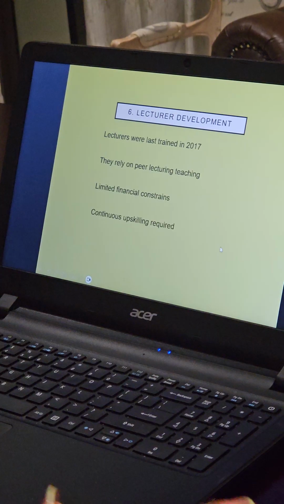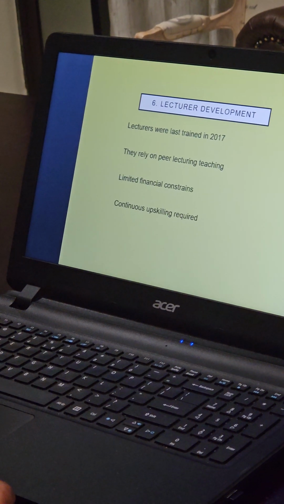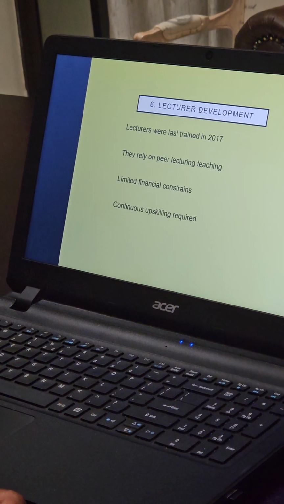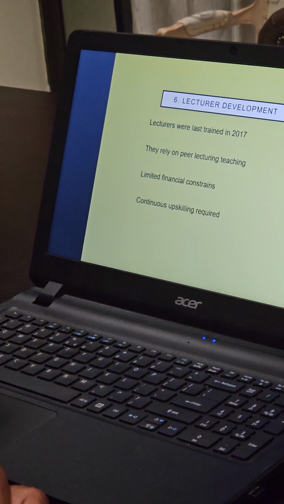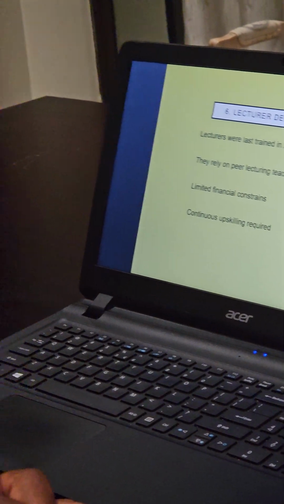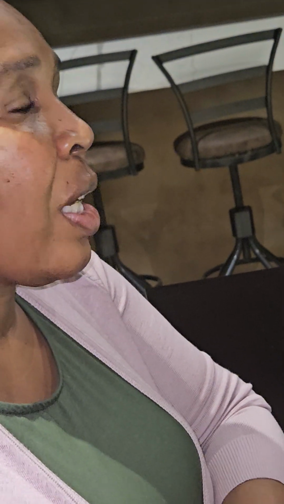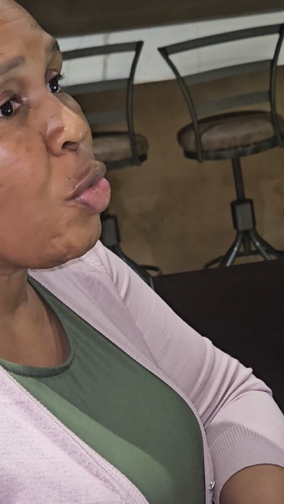Lecturer development. They were last trained in 2017. When we communicated with them, they said they don't have frequent development from the college. What they do as staff members is collaborate with each other so that they can get that peer teaching, where they will actually develop each other on certain subjects or topics that they don't understand. They will rely on each other to get such information. This is due to financial constraints from the college, but still, even though we don't have that money, we need to upskill our lecturers.